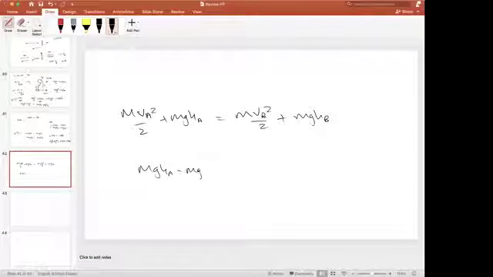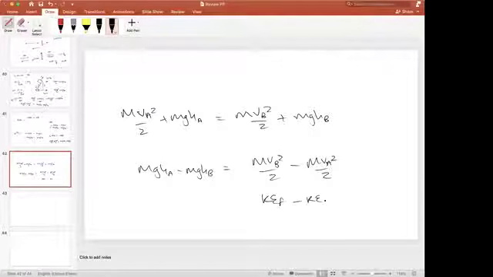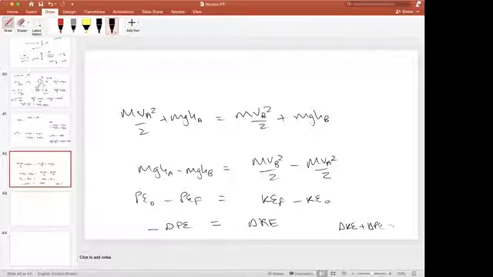MghA minus mghB is equal to mvB squared over 2 minus mvA squared over 2. We can think of this as the kinetic energy final minus the kinetic energy initial, and this is the potential energy initial of gravity minus the potential energy final. This is negative delta PE, this is positive delta KE, and the reason is we can choose our zero point anywhere we want, so the change in kinetic energy plus the change in potential energy has to equal 0. Whatever one of them changes, the other one changes. Therefore, delta kinetic energy is negative delta potential energy.